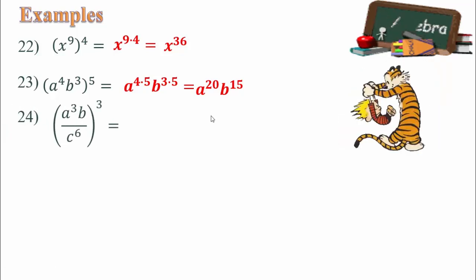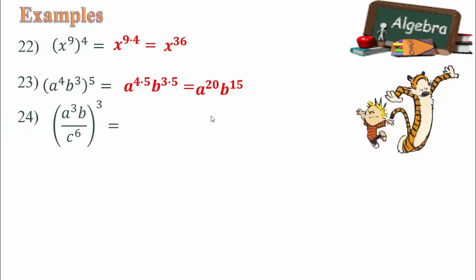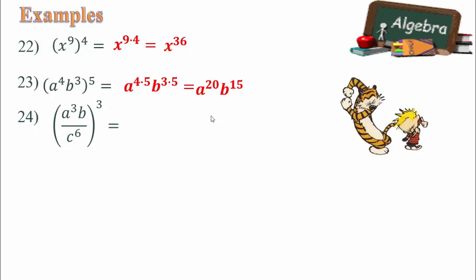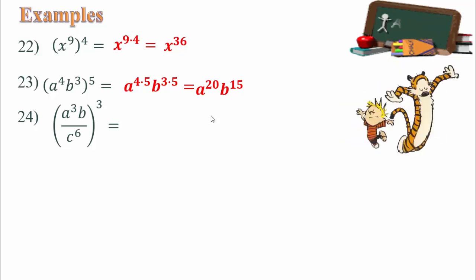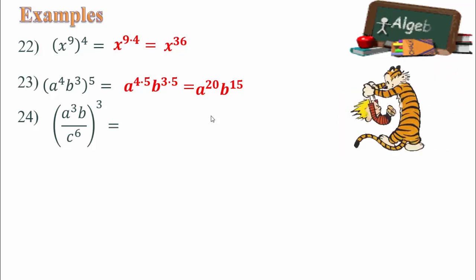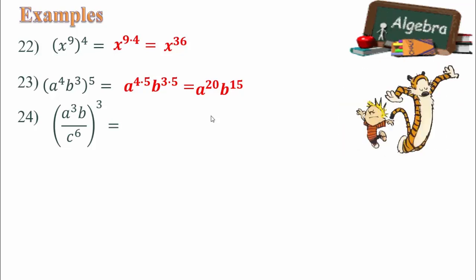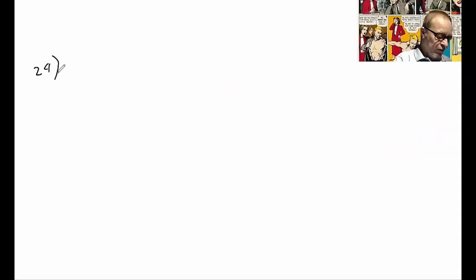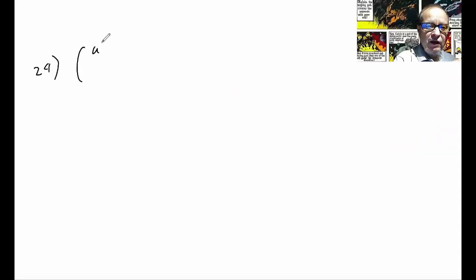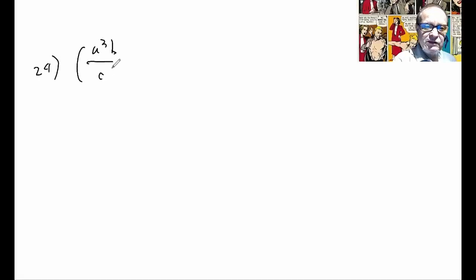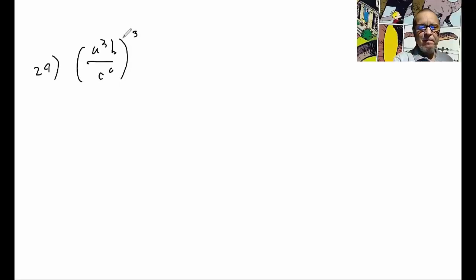In example number 24, as you see, this is a little bit more complicated. So what I'm going to do is go to the whiteboard and work this out in detail, to give you an idea and show you one way that you can approach this problem. So in number 24, we have (a cubed b over c to the 6th) to the 3.